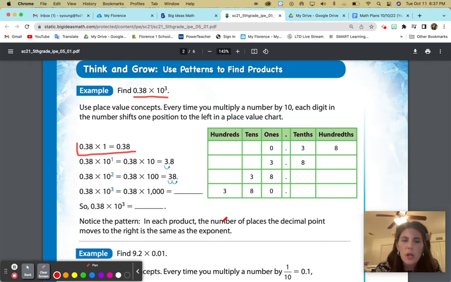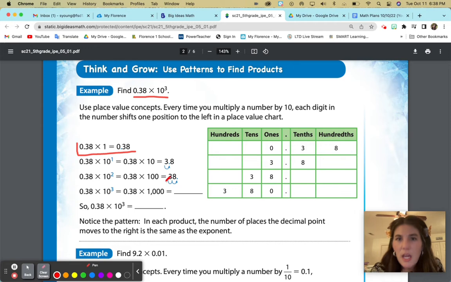Okay, now look at this. What if I go 38 hundredths times 10 to the first? Well, we know that 38 hundredths times 10 to the first really is 38 hundredths times 10. Now, friends, let's look at this. Here's a trick. How many zeros does that power of 10 have? 1. So you know how many times you're going to move up the place value chart? 1. But notice what these blue arrows are telling us.